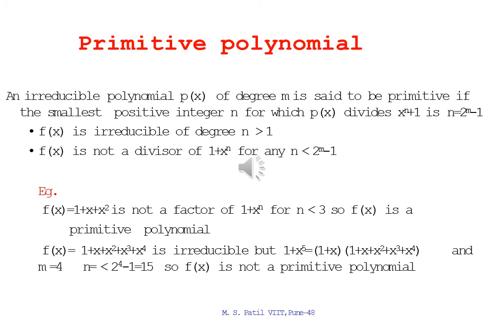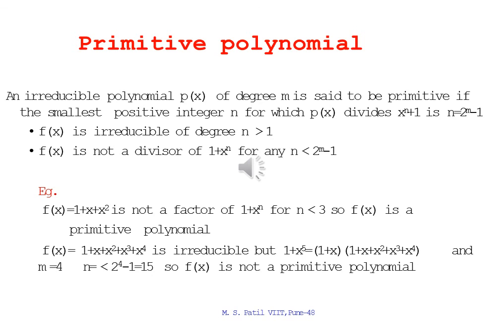So f of x is irreducible of degree m, which is greater than 1. First, f of x is an irreducible polynomial. Second, f of x is not a divisor of 1 plus x raised to n for any value of n which is less than 2 raised to m minus 1. So these are the two conditions for a primitive polynomial.